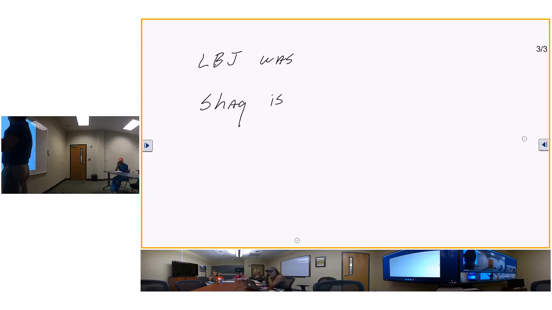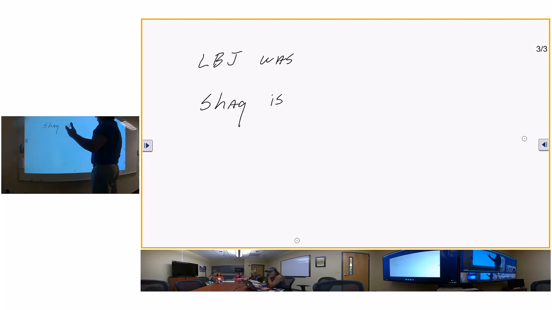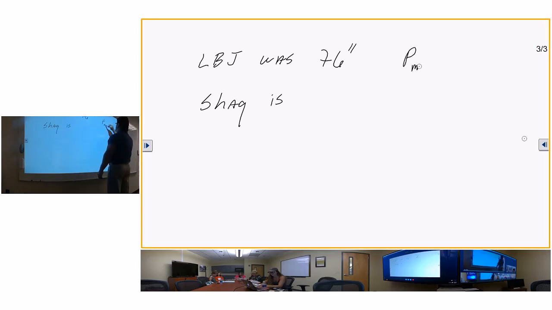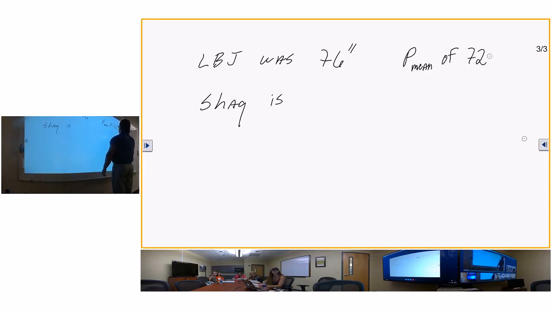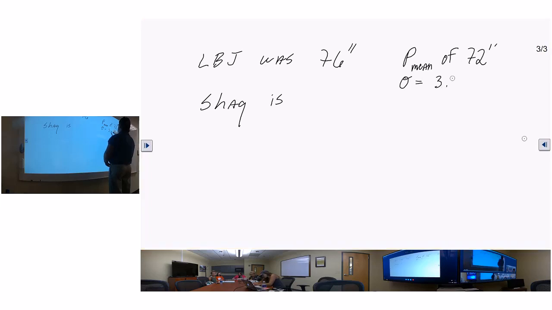Okay, what is 6'4" in inches? 60 would be, so that's 60 what? 76 inches, okay, 76 inches. Well, the presidential mean of 72 inches and a standard deviation, I know I'm going to get this wrong, of 3.3 inches.